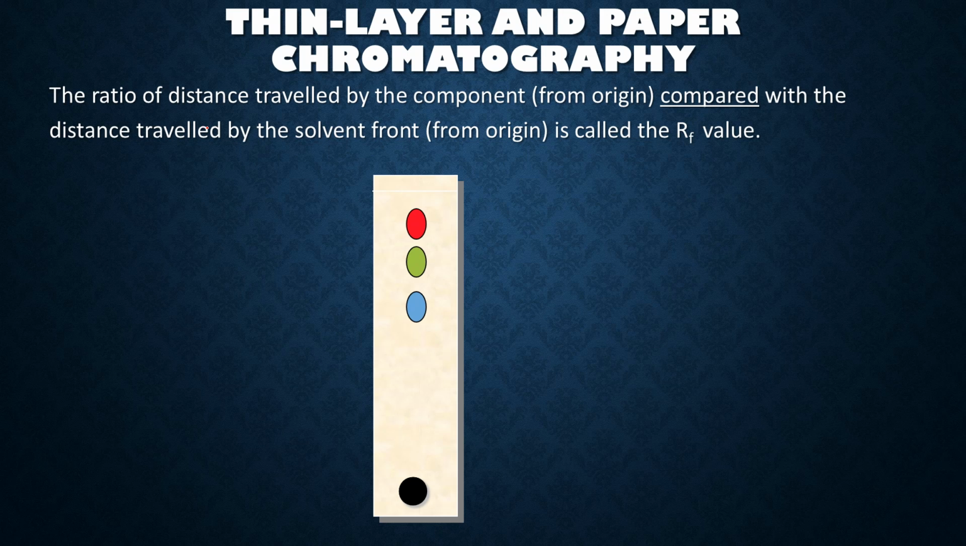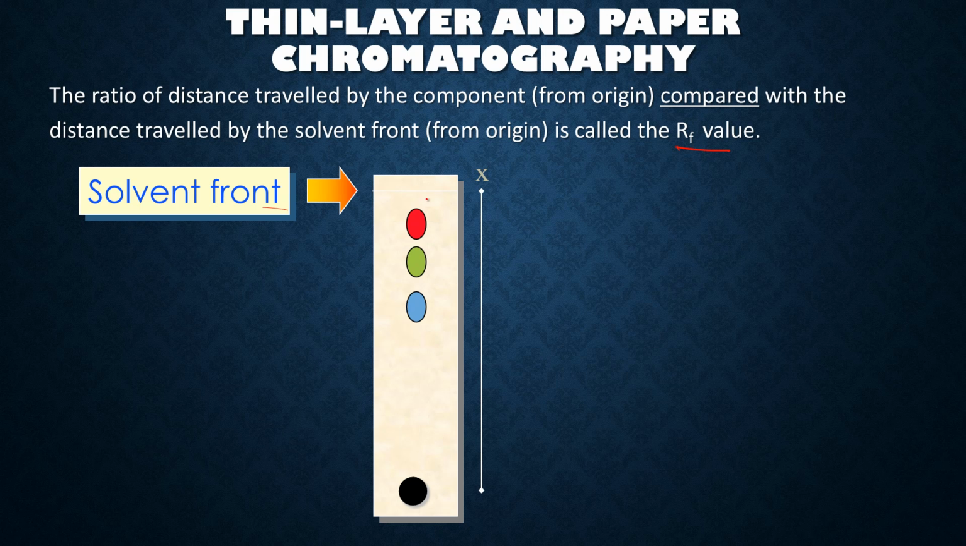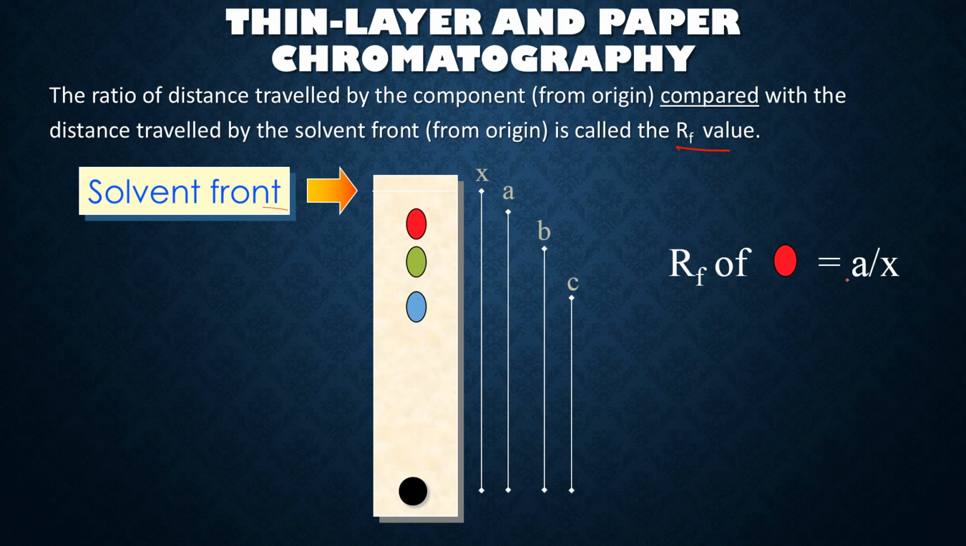With paper and thin layer chromatography, you will also have to work out the RF value, as I mentioned before, the retention factor value. The way you do that is you work out the distance migrated by the solvent front and the distances of the components within the sample. Then you divide the distance migrated by a component in the sample by the distance of the solvent front. When you do this, you'll always get a value between 0 and 1.